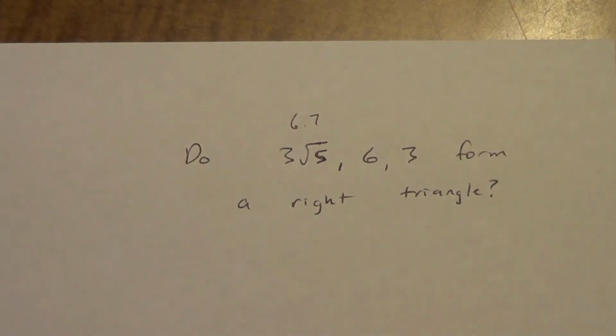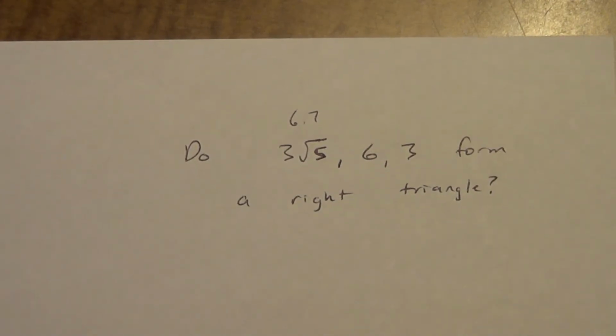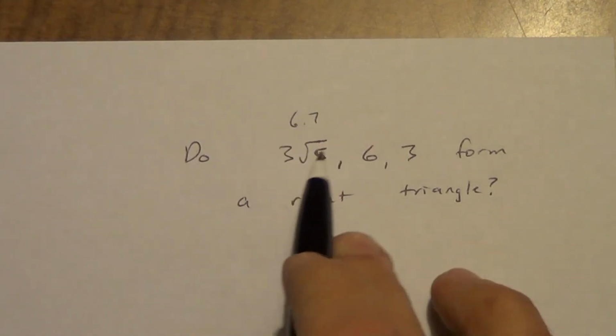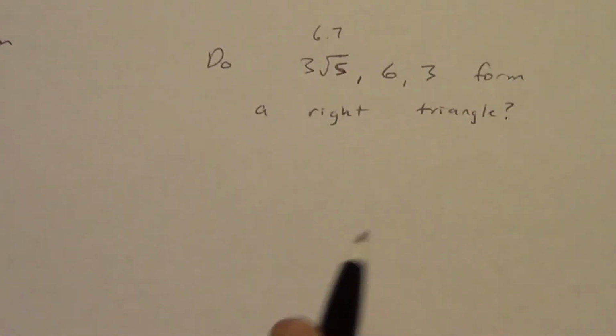I just use it to check which one is A, which one is B, and which one is C. So since 6.7 is the biggest, this is going to be my C. These are my A and my B. So now let's set this up.